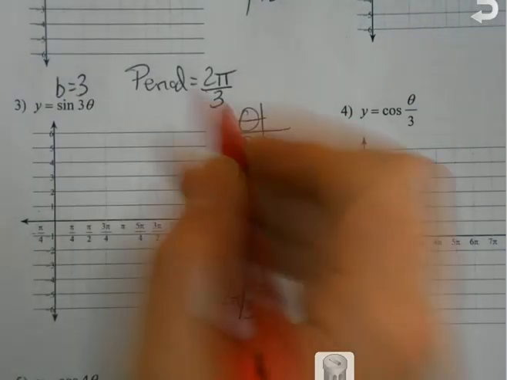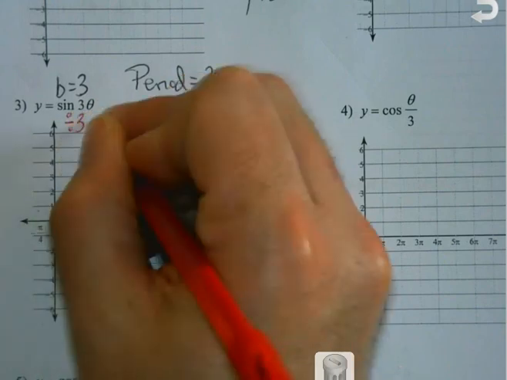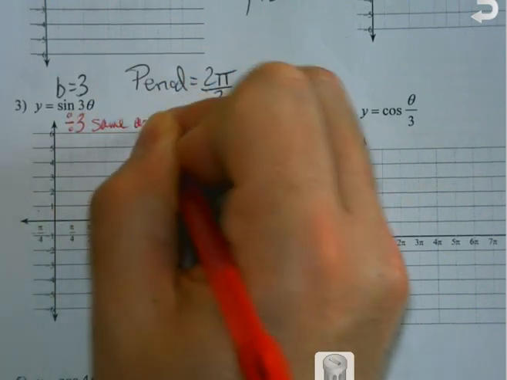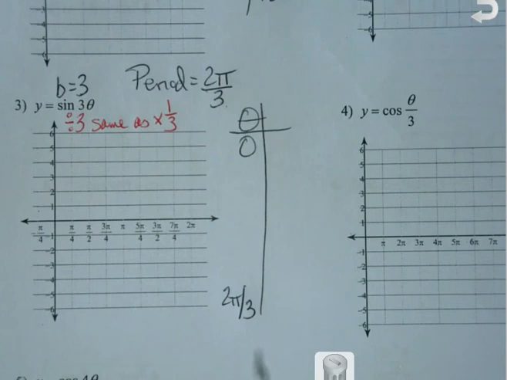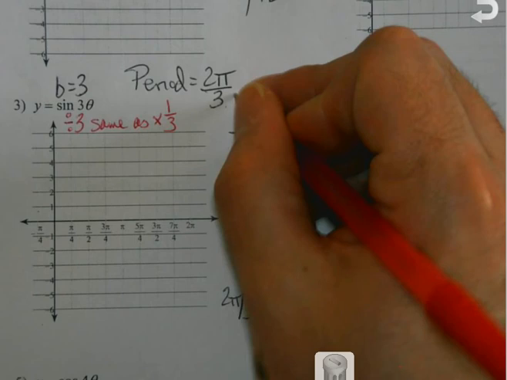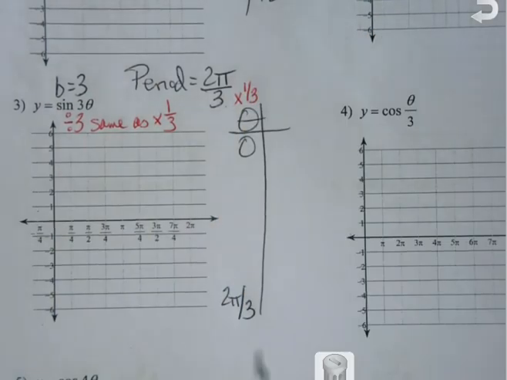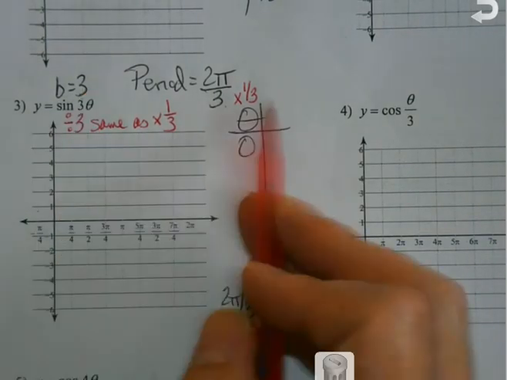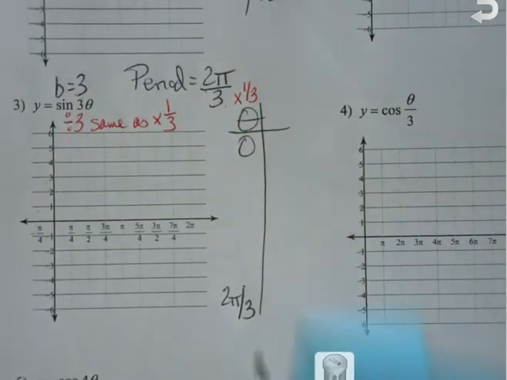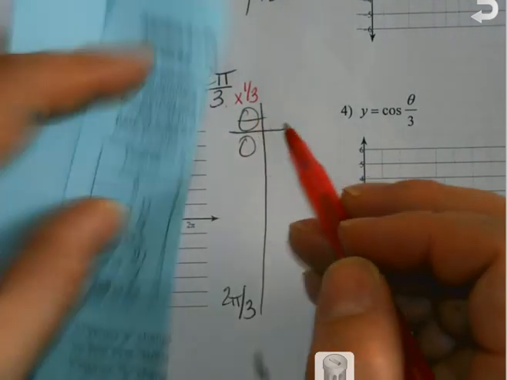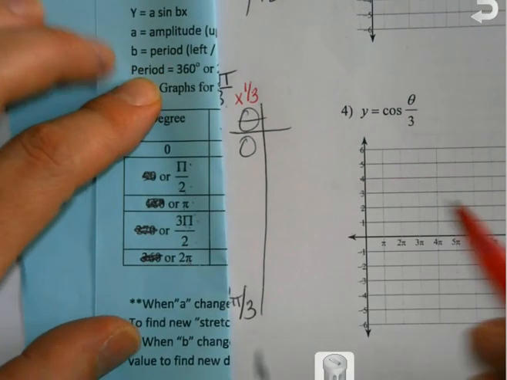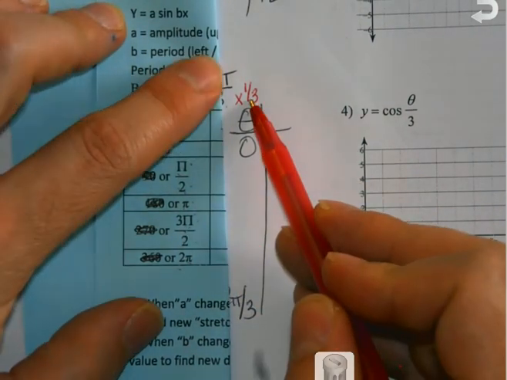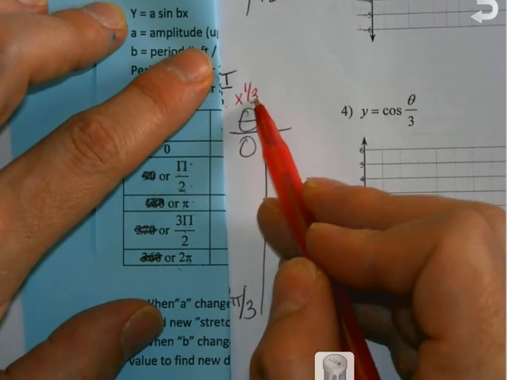So my b value, I divided. Dividing by 3 is the same as multiplying by 1/3. Here's why that's important. I want to use the times by 1/3 to get my new angle measures. So whenever I get a period change, I get a b value, you're multiplying by the reciprocal of b. So if it's a whole number, it turns into a fraction. If it's a fraction, it becomes a whole number. So what I'm going to do is take every one of my angle measures now and multiply them by 1/3. Or in other words, multiply the denominator by 3.